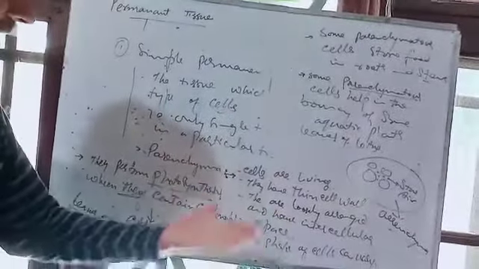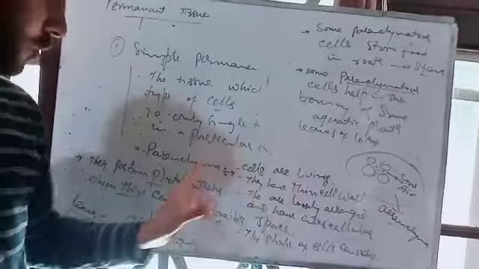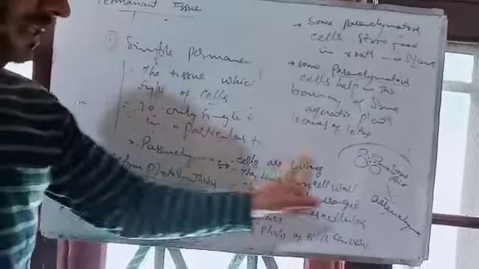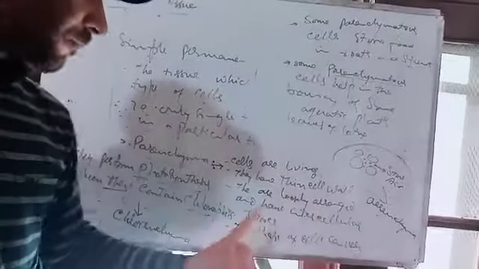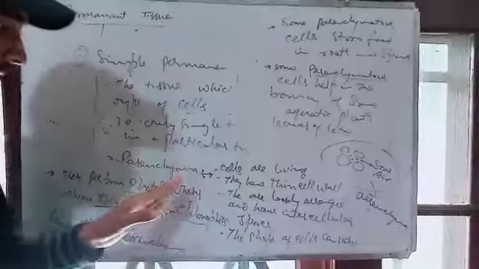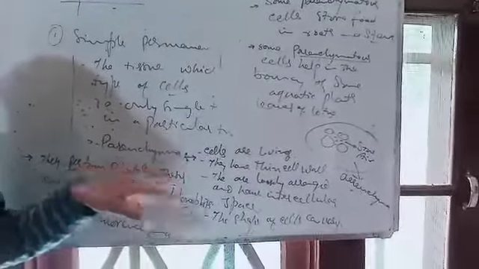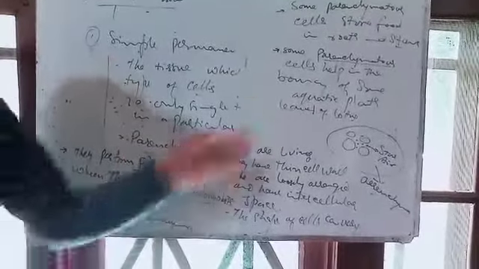I will repeat this. Parenchymatous tissue is a simple tissue because only a single type of cells is present in it. Cells are living. They have a thin cell wall. They are loosely arranged and have intercellular space. The shape of the cells can vary; they may be oval, pillar-like, etc. Parenchymatous cells perform photosynthesis when they contain chloroplasts, and that type of tissue is known as chlorenchyma.